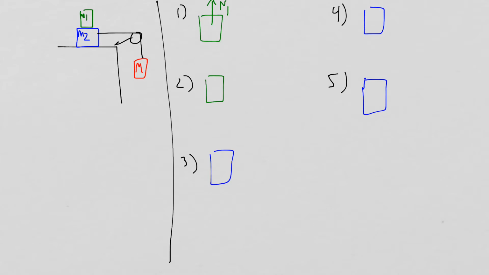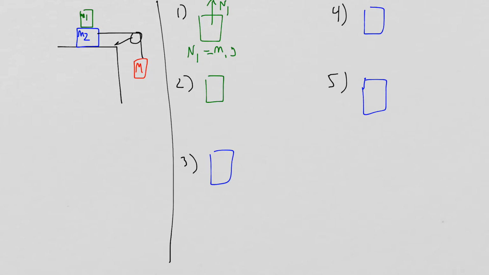We know since it's not accelerating up or down at all, and block M1 has weight M1g, N1 must exactly balance that. So when I did the calculation, such as it is, it's really just N1 equals M1g. That's it. All I'm saying is the normal force balances the weight. Very straightforward.